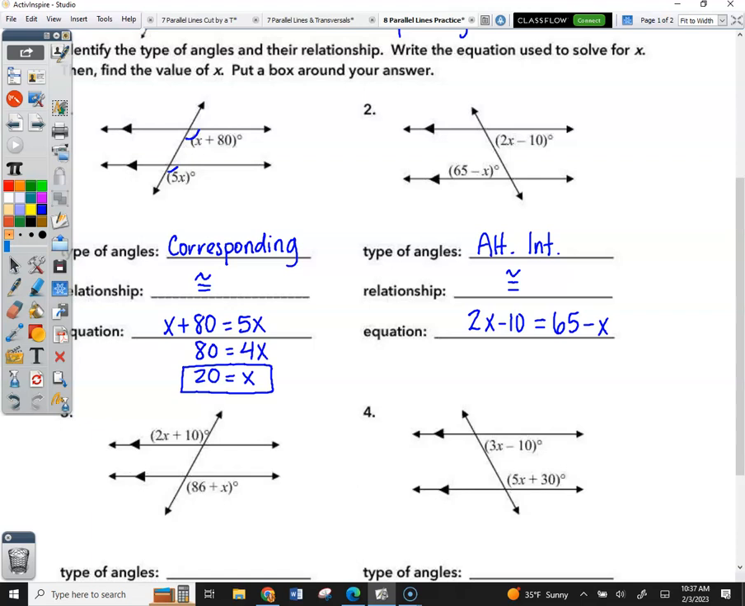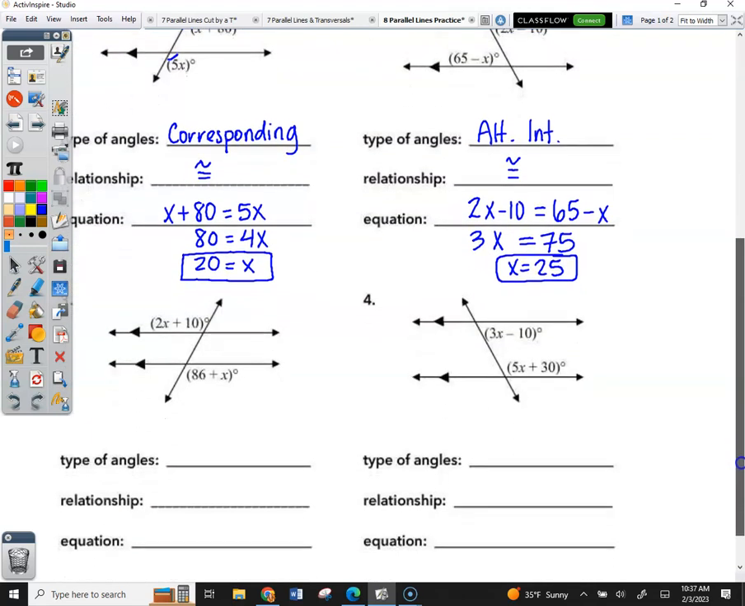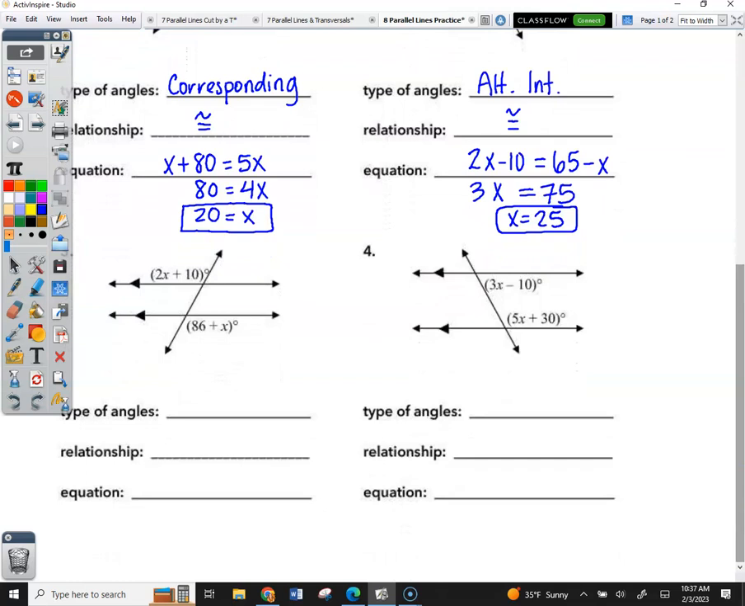I thought I just had this. Oh, I did. Did you get 25? If I add x, did you get 25? Yep. All right, you can do number 3. Let's jump to number 4.